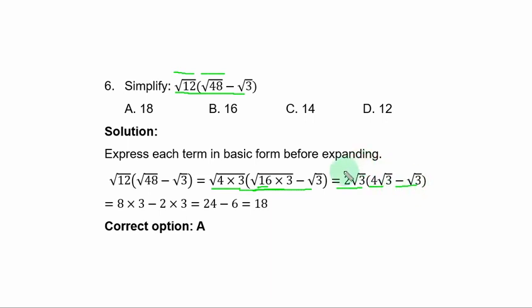If you expand now, 2 times 4, you have 8. Now, root 3 times root 3 is root 9, and root 9 is 3. So you have 8 times 3 minus 2 times the one that is here, you have 2, and root 3 times root 3 is 3. So you have 24 minus 6 equal to 18. A is the correct option.